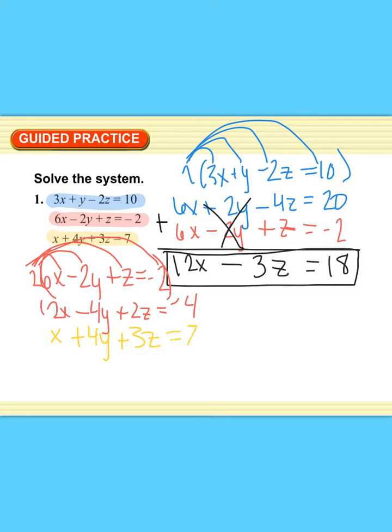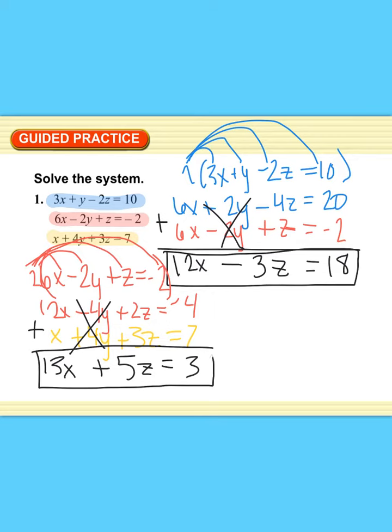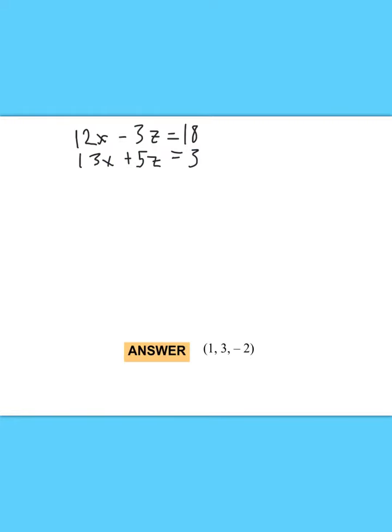And I'm going to add. So when I add, I'll get 13x, y's cancel just how I wanted, plus 5z, equals 3. This is great. Now we have two equations in two variables, and we can use our skills from section 3.2 to solve for these variables. So to solve, it looks like I need to multiply both equations, the top one and the bottom one.